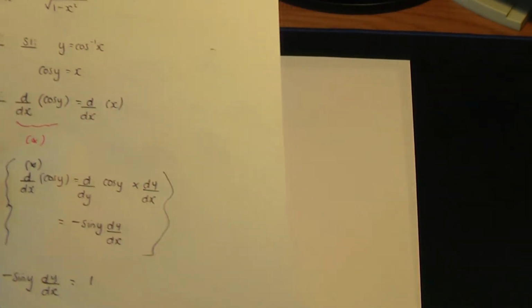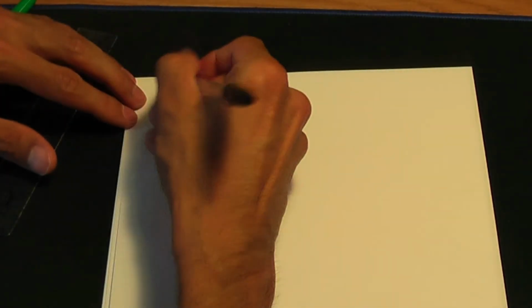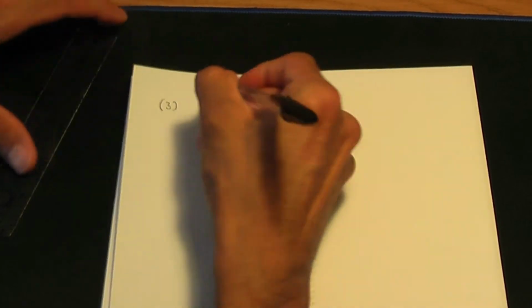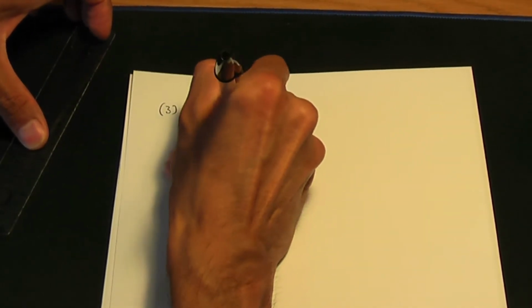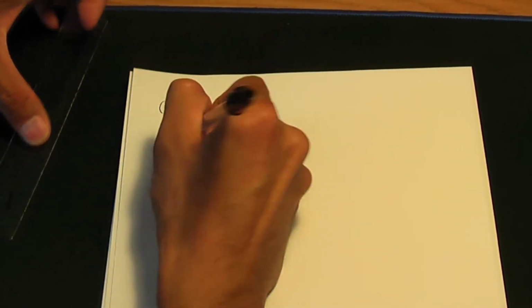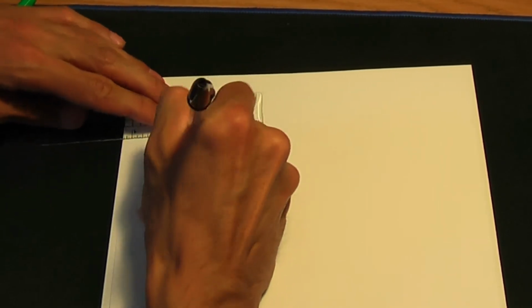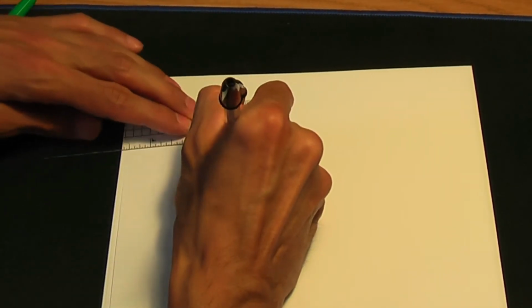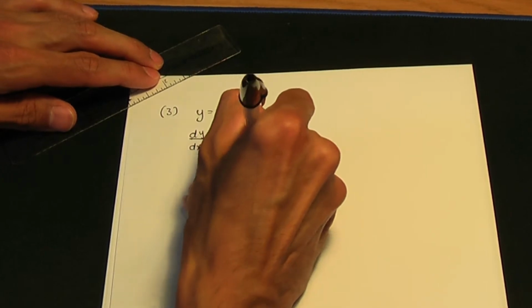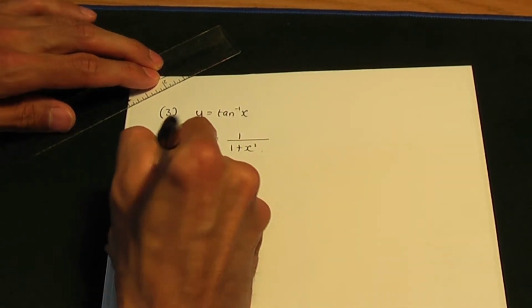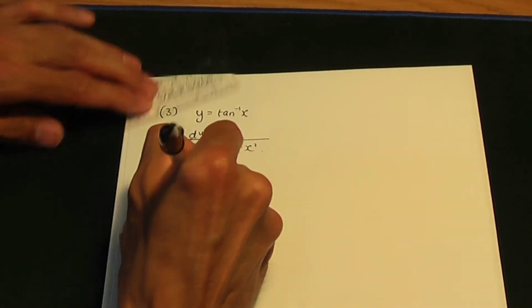Let's do the same. So the proof of the derivative of tan inverse x follows the same method. So let me give you the result first of all. So result 3, if y is equal to tan inverse x, dy over dx should be 1 over 1 plus x squared. So let's prove this result also.